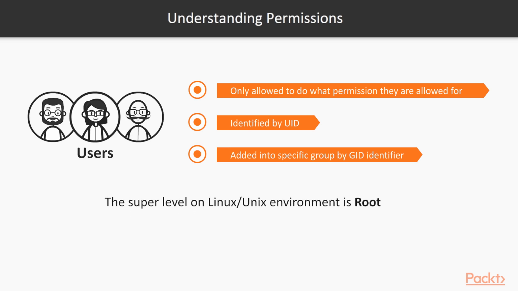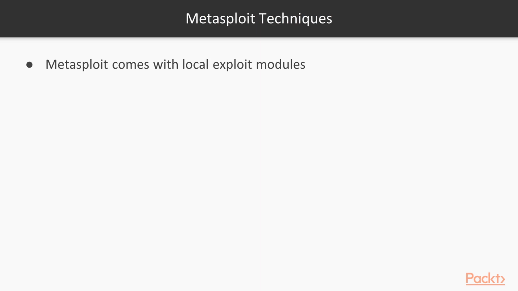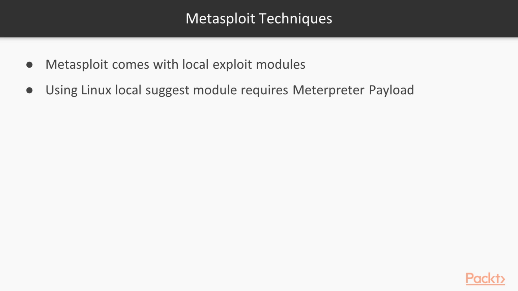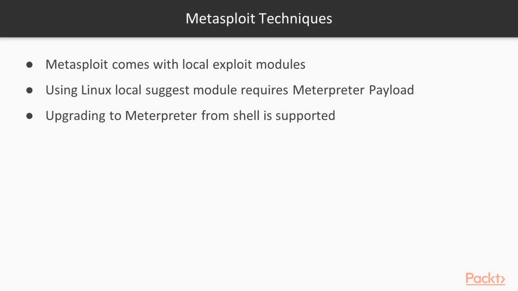The super level in Linux and Unix environments is called root. Metasploit comes with local exploit modules. It means that an attacker is able to use a post-local exploit module through the active session. To use a Linux local suggester module, you are required to have an active Meterpreter session. If you are limited to a shell payload, you can upgrade to Meterpreter.